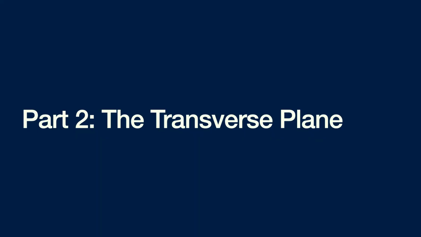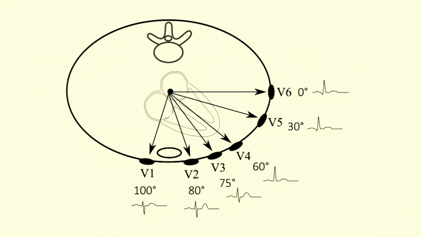Fortunately, the second plane is easy and doesn't require much memorization at all. This is the transverse plane. So we're looking at the frontal plane here. This is our transverse plane here. All right. And so what do we have? We have these 6 electrodes, very conveniently numbered from right to left, V1 through V6.